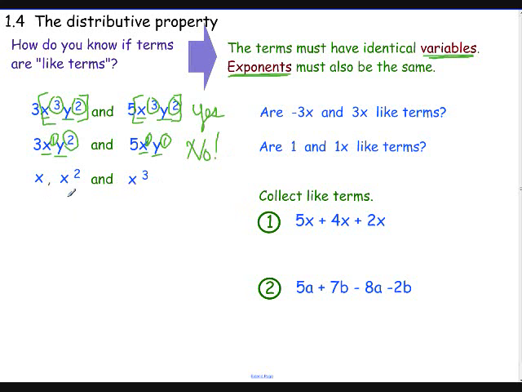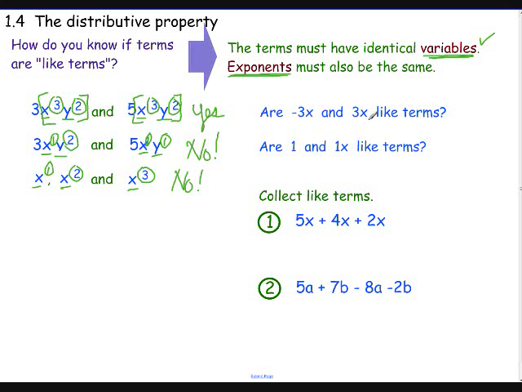How about these? Oh, these are looking pretty well matched. All x's. Identical variables, so it checks with that. Exponents. What's the exponent on this one? That's that unwritten 1. This one's a 2, so we don't have a match. And this one doesn't match to either of them. So this is definitely a no. All right.